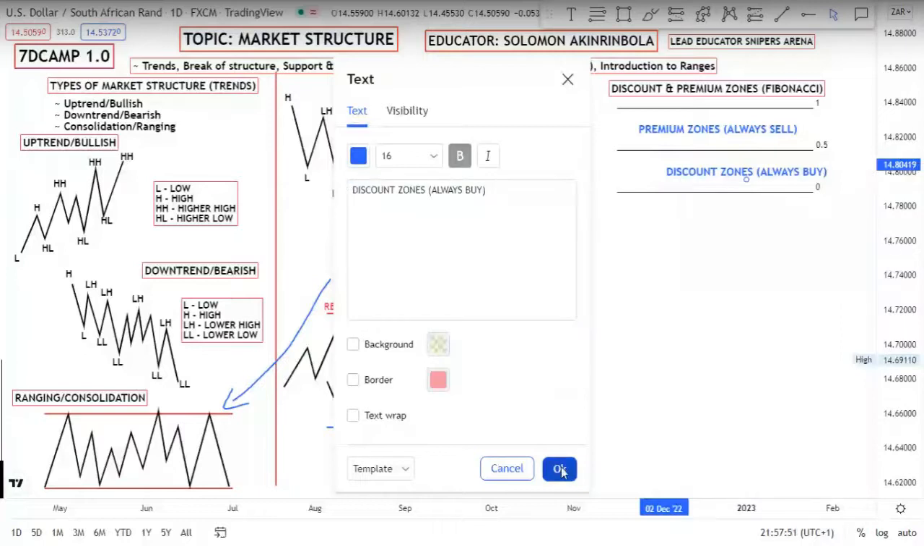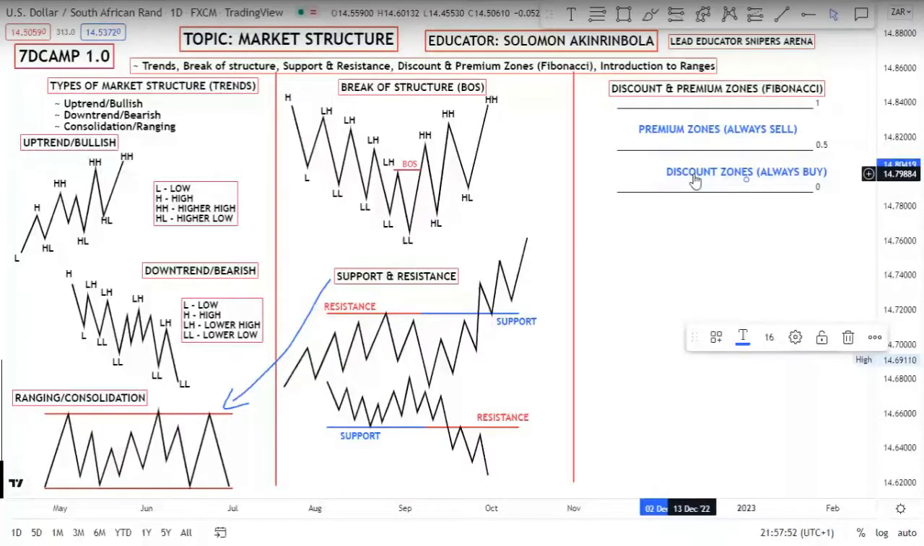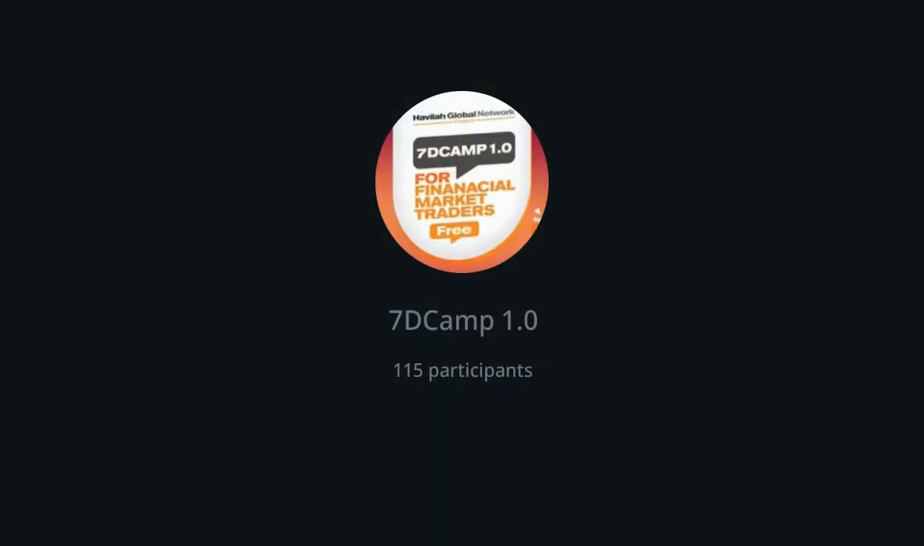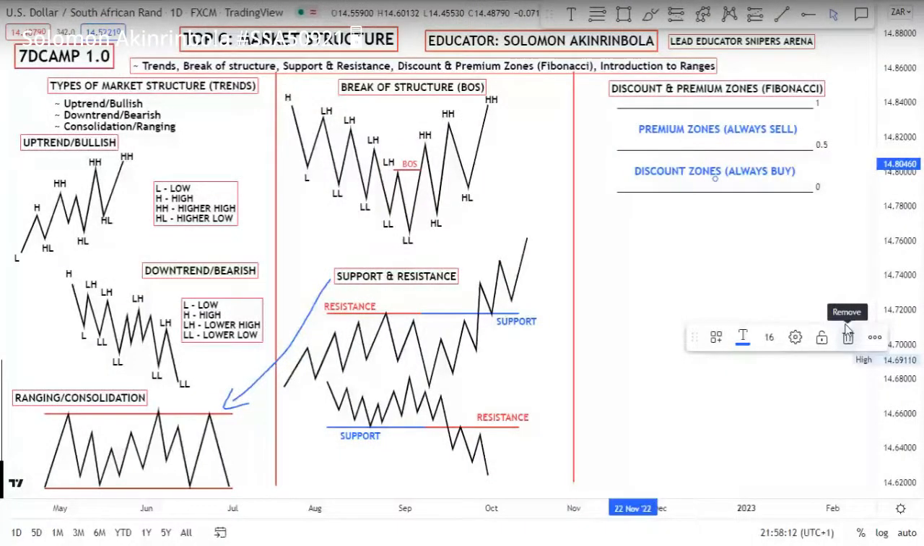Always sell from your premium zone, always buy from your discount zone. Never buy or sell in the middle. Guys, write it down, type it: I will never buy or sell from the middle.